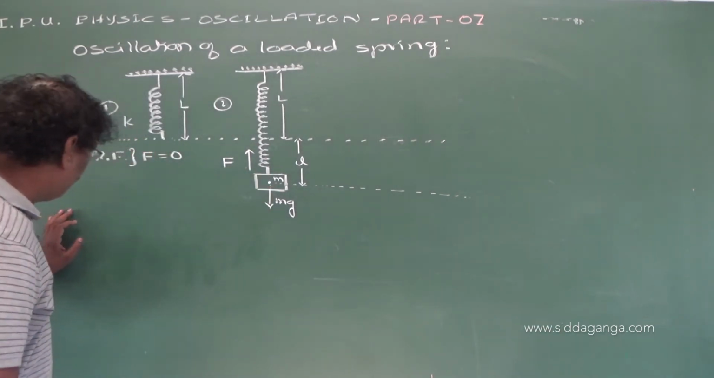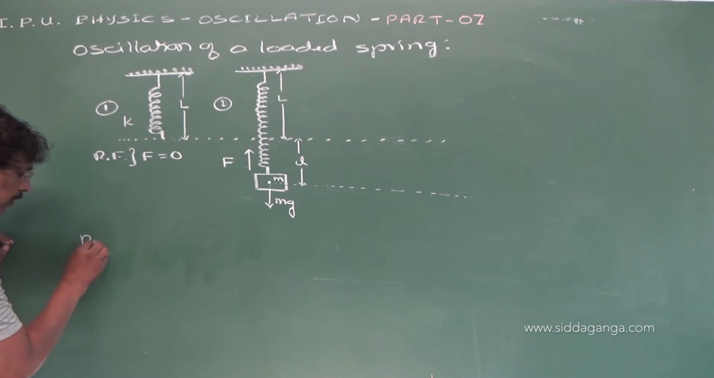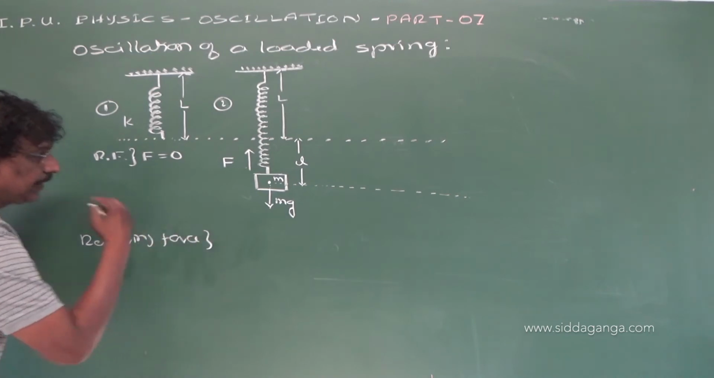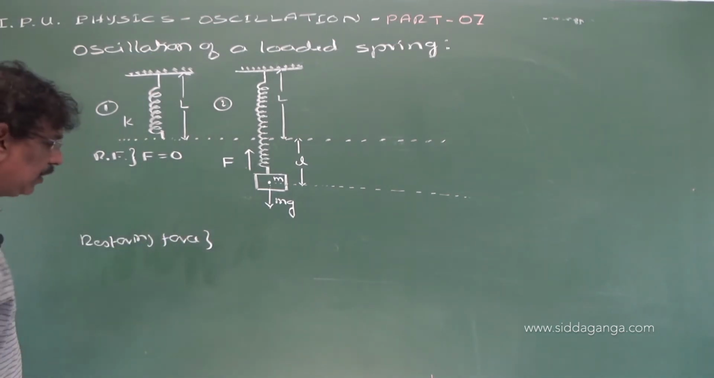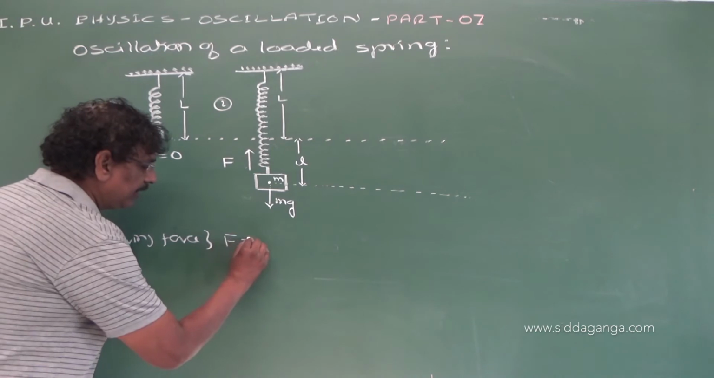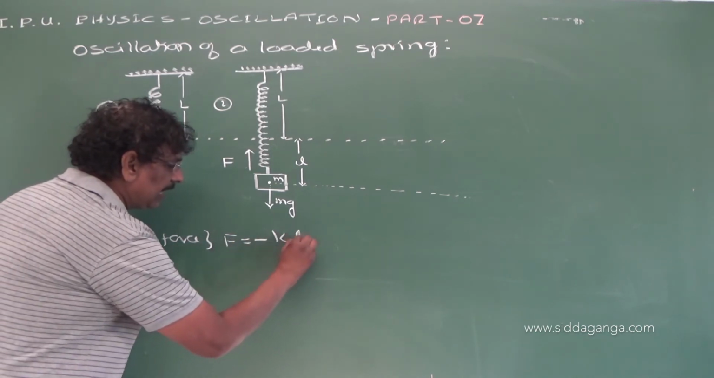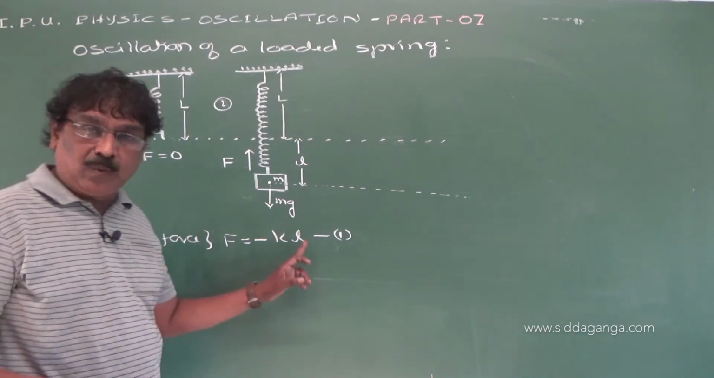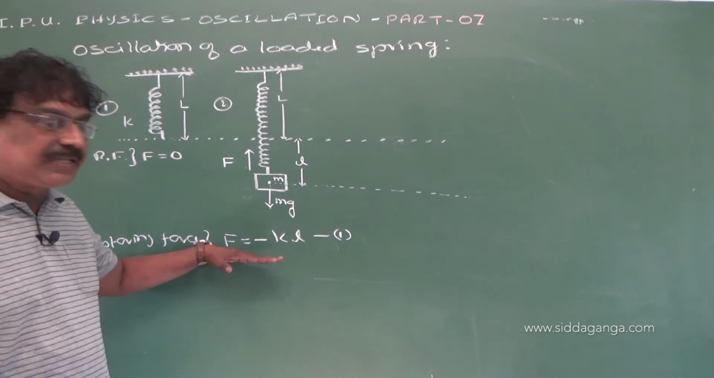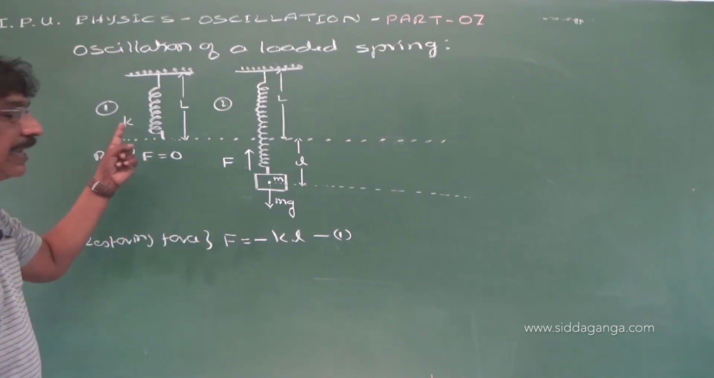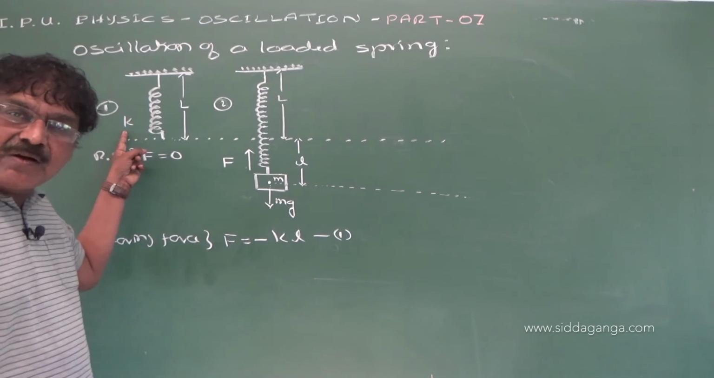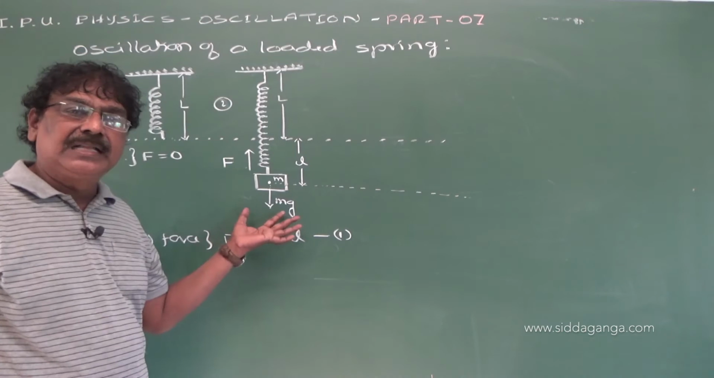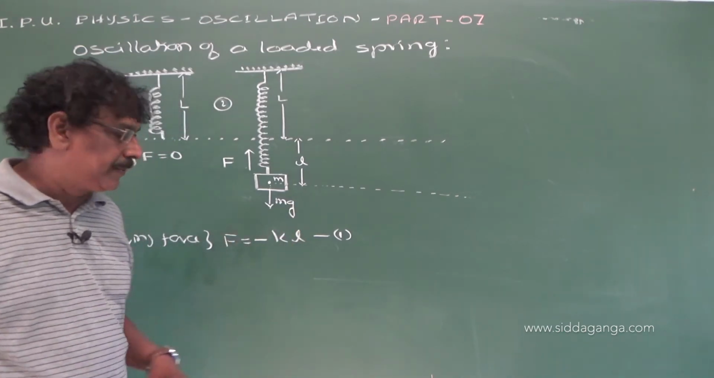From figure 2 we can write the restoring force: F is equal to minus K into L. Let us take it as equation number 1, right? So, F is equal to minus K into L, where K is the spring constant or force constant and L is the displacement of the spring or the load, right?